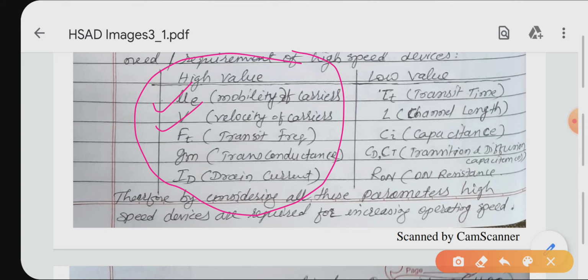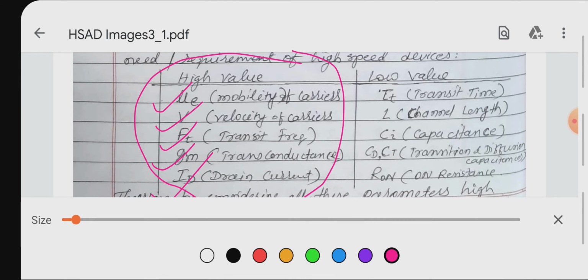Then fT is called the transit frequency. As we have discussed, transit frequency is the ratio of gm by Ci, which depends on the transconductance and the input capacitance. Then gm is the transconductance, as we have seen, it is the ratio of delta IO by delta V in. Then Id is the drain current. These 5 important parameters must have the value as high as possible.